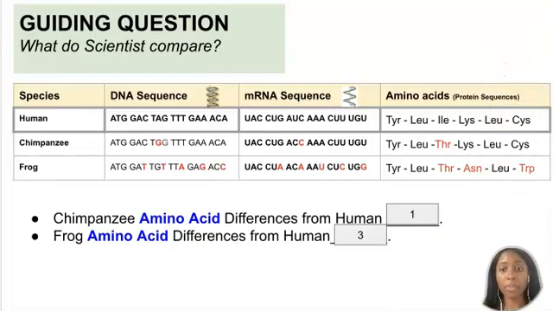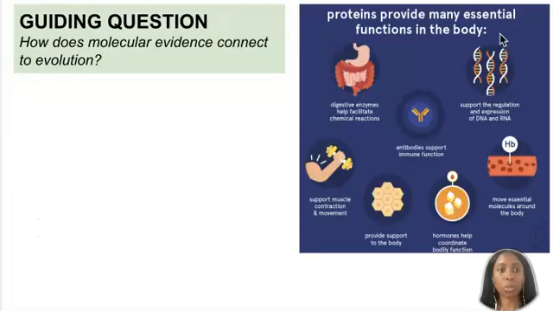Now, all we have to do is just count the differences. And the easiest way to do that is by just looking at the amino acids. I already highlighted for you: the chimpanzee has one amino acid different than a human, and the frog has 3 amino acids different from humans. So when we compare amino acids across organisms, what we're really comparing is the instructions that shape life. So let's talk about how this evidence connects to molecular evidence and evolution.